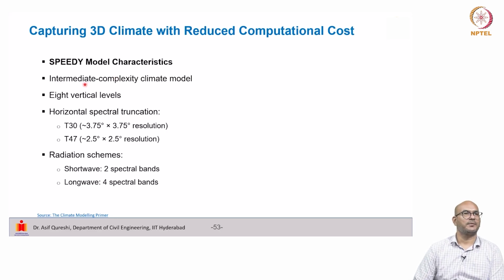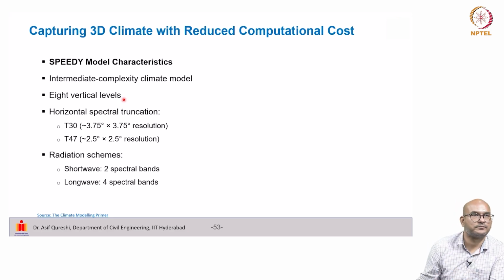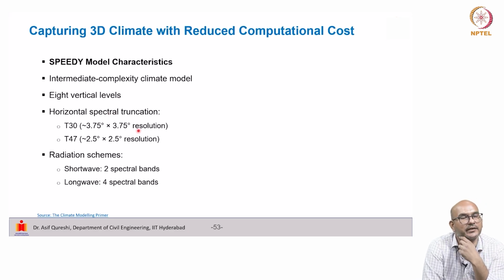So, as we already mentioned, this is an intermediate complexity climate model. It has 8 vertical levels. In our previous lectures, we had the one-dimensional radiative convective model with 17 or 18 layers. This one has 8 vertical layers, and we have horizontal spectral truncation, so 3.75 by 3.75 degree resolution, or 2.5 by 2.5 degree resolution.